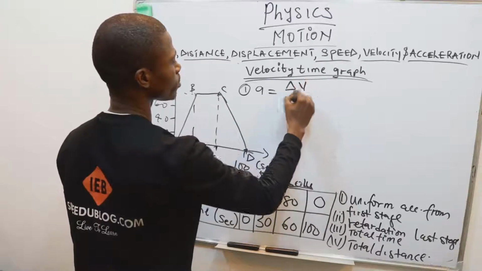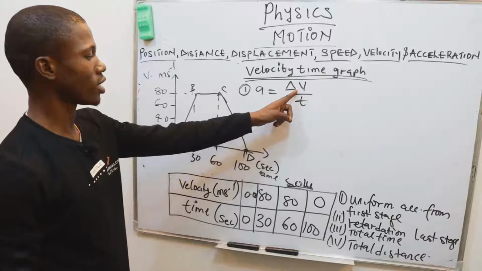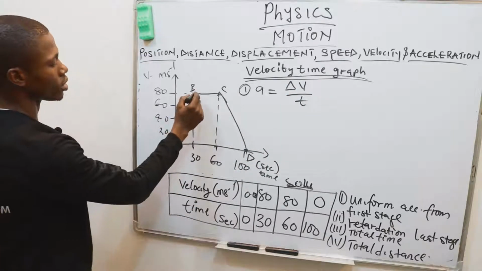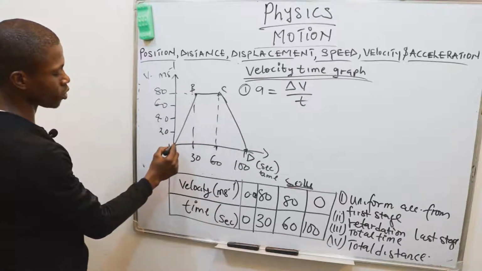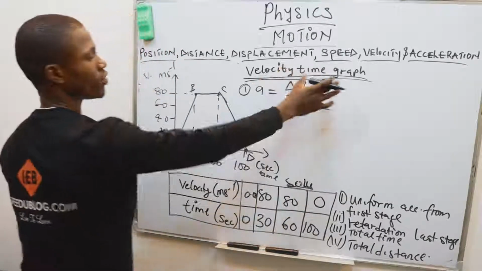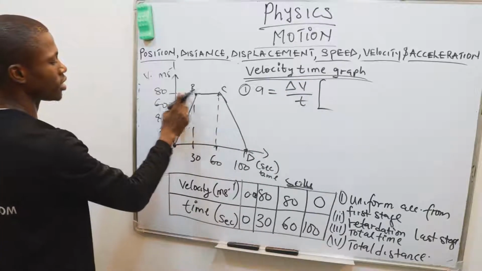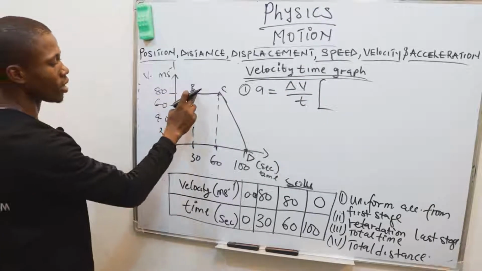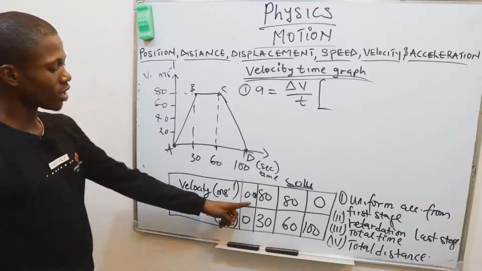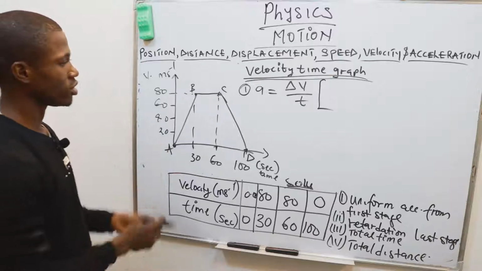Change in velocity over time. So how do we go about getting our velocity? From this point to this point, because we are in a velocity-time graph, our velocity will be final velocity. Here it has a final velocity of 80 minus our initial velocity. Initial velocity is 0, which is here. Our final velocity is 80 minus initial velocity.